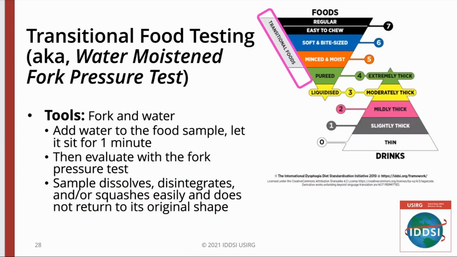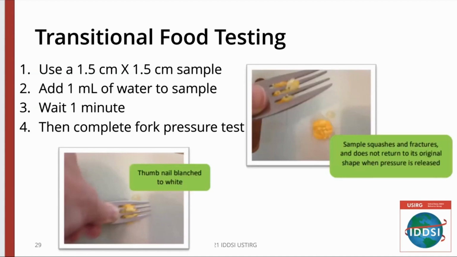This testing method could be considered a water-moistened fork pressure test, as adding water to the sample and letting it sit for 1 minute is the key difference from the rest of the fork pressure test process. The tools needed are a fork and water.